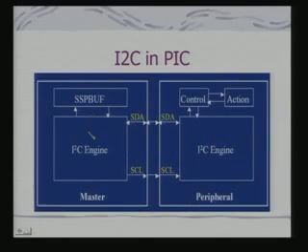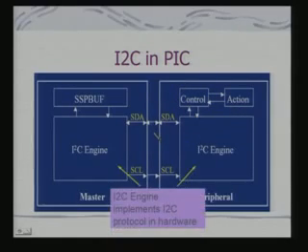The basic structure is that in the MSSP module, you have this I2C engine. You have these two registers, SSP buff. This is the master and this would be the corresponding peripheral. The peripheral should also have the I2C engine, otherwise it cannot communicate following the I2C protocol. So, it has the control logic as well as the action part. Effectively, this I2C engine implements the I2C protocol in hardware.